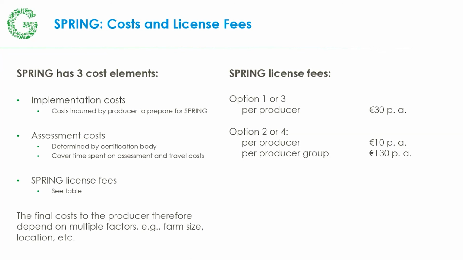About the Spring license fees, this is the cost that you pay to GLOBALG.A.P. It is only 30 euros for producer option 1 or 3, and in the case of a group of producers or option 1 multi-site with quality management system, it is 130 per group per quality management system and 10 per producer or site. The final cost of the assessment is not only the GLOBALG.A.P. fee, of course, it is really related to the certification body cost, and this is related to the time, the duration of the assessment.